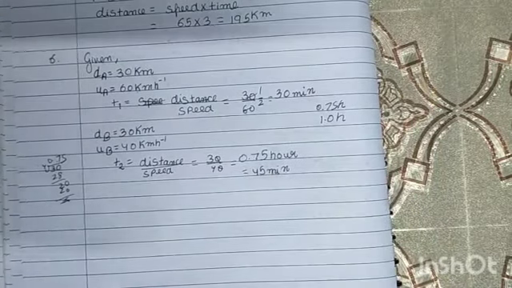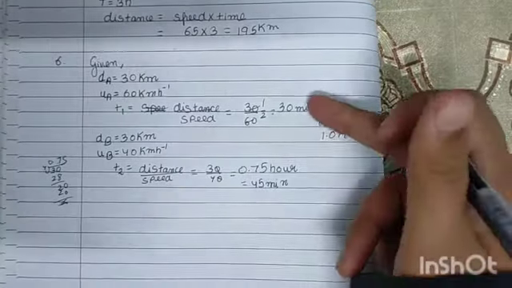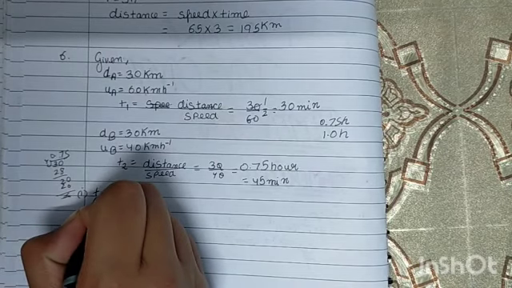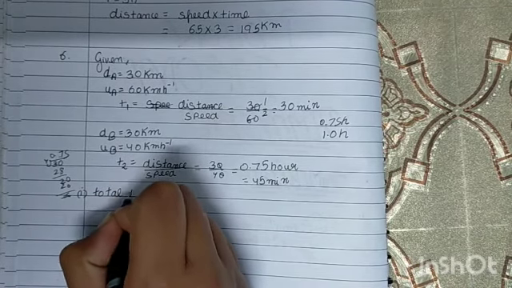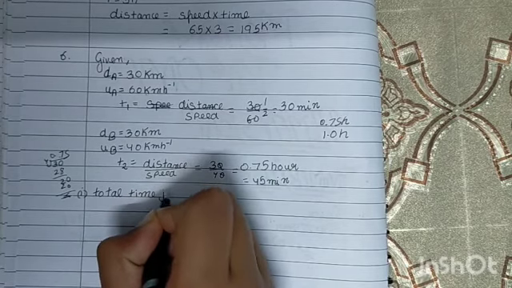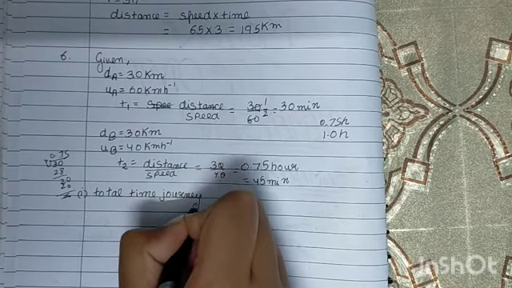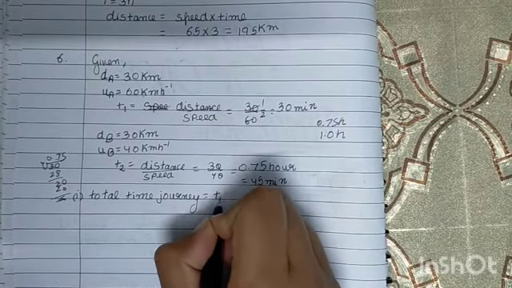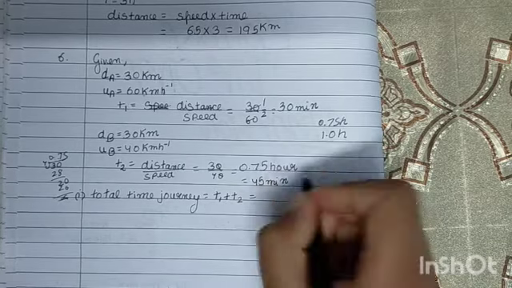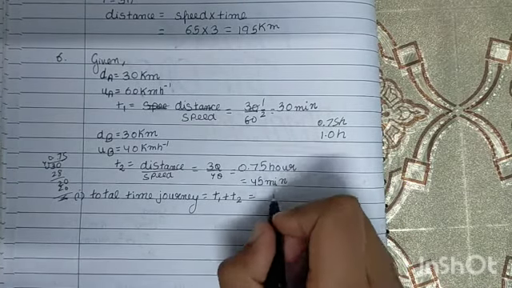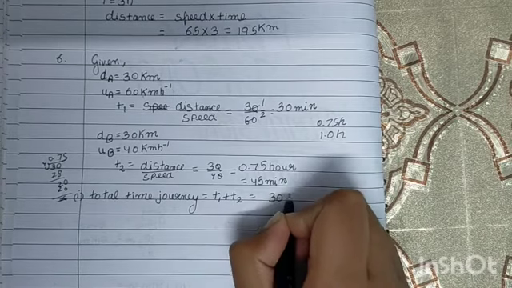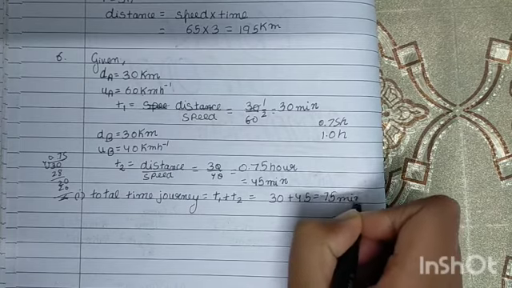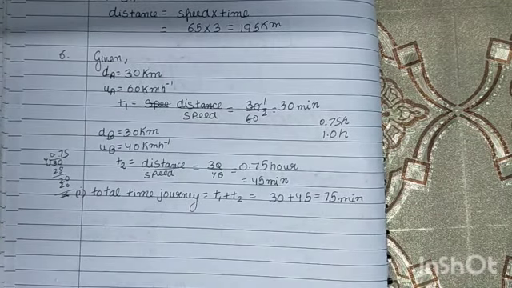Now 45 minutes is there and 30 minutes in the first journey. Now you have to add them and find the total time of the journey. So the first part says total time of journey. Total time of journey equals T1 plus T2, equals 30 plus 45, equals 75 minutes.